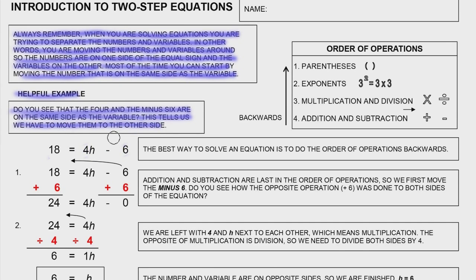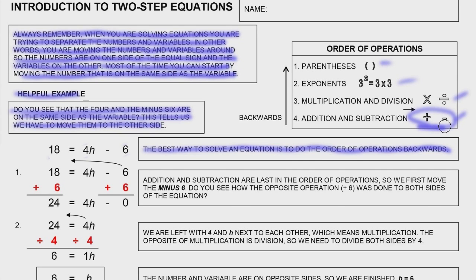Let's continue over here. The best way to solve an equation is to do the order of operations backwards. Now, this isn't always perfect. I'm sure you'll find some exceptions, but it's a good way of hopefully giving you less work to do. So here's the order of operations. Normally you do parentheses first, then exponents, then multiplication and division, then adding and subtracting. So if we do it backwards, we should be doing anything with addition and subtraction first.